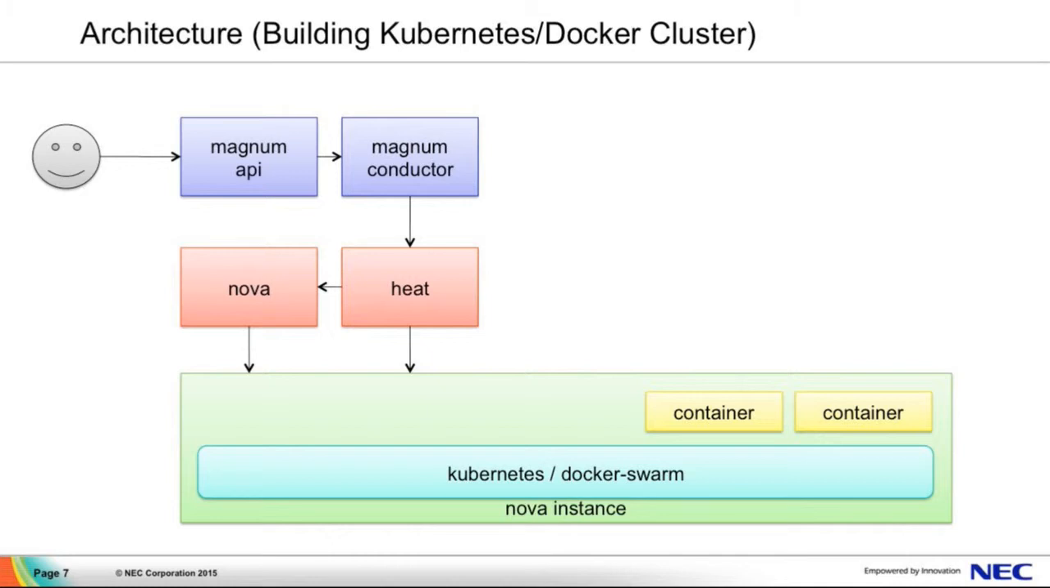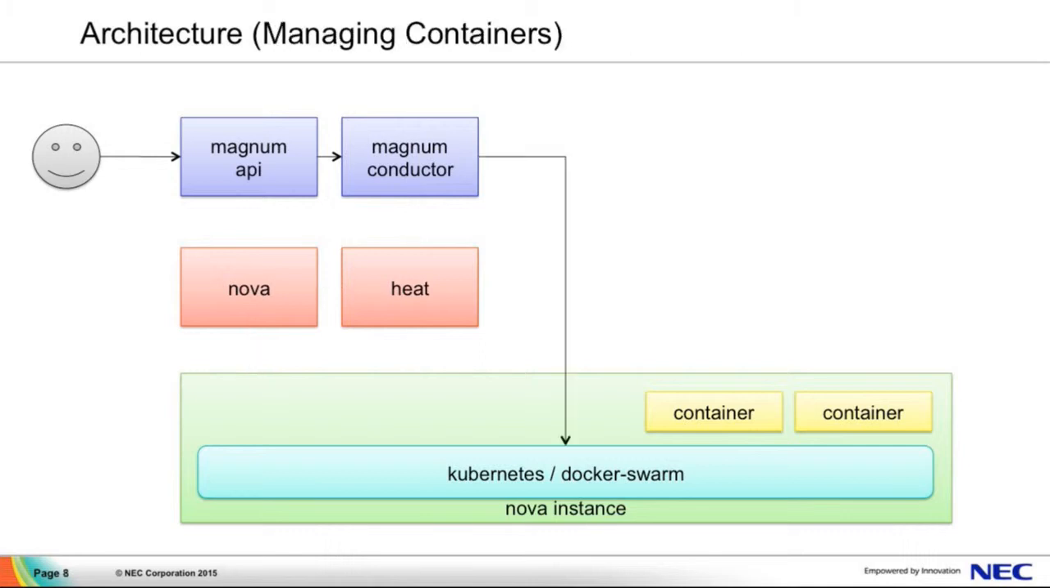When building container management tools, Magnum Conductor uses Heat to build a cluster of Kubernetes or Docker Swarm. When managing containers, Magnum Conductor orders Kubernetes or Docker Swarm directly to manage containers.